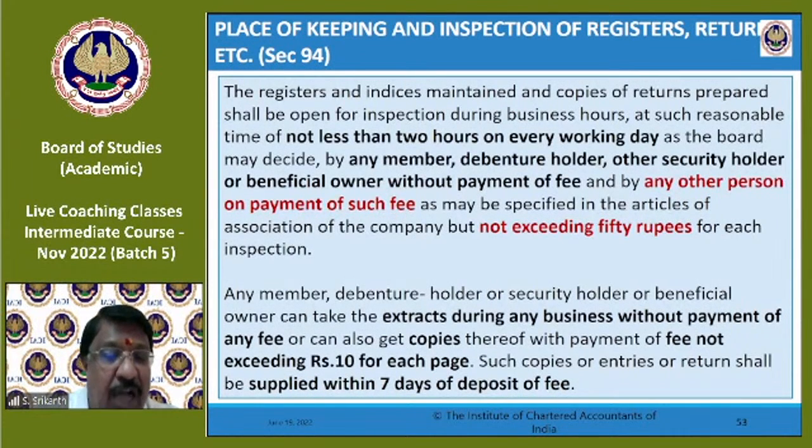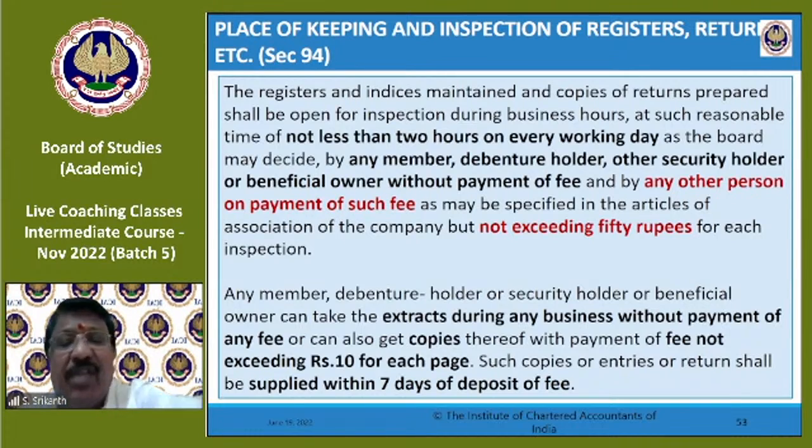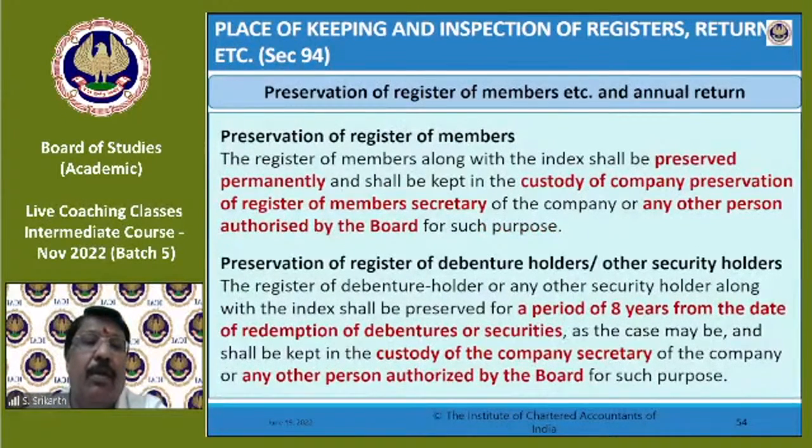But if he wants copies, he has to pay a fee of 10 rupees per page, and such copies should be given within 7 days. The register of members, debenture holders, etc. should be preserved permanently and should be kept in the custody of the company, etc.